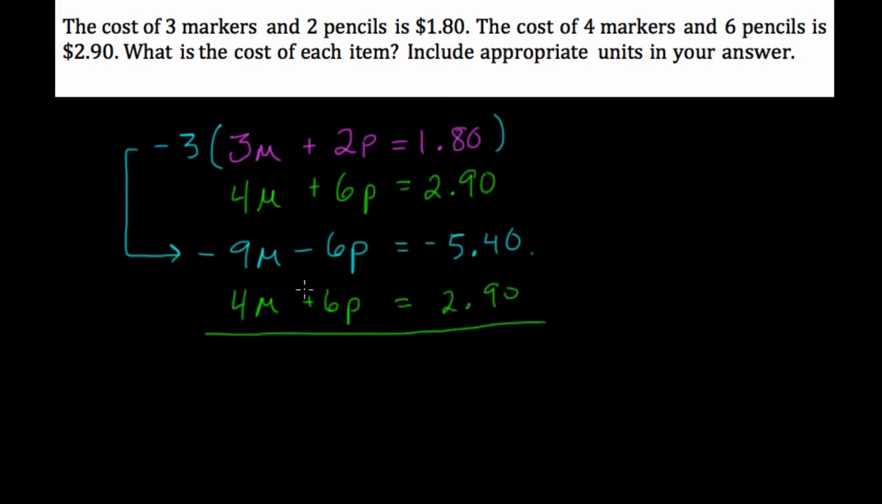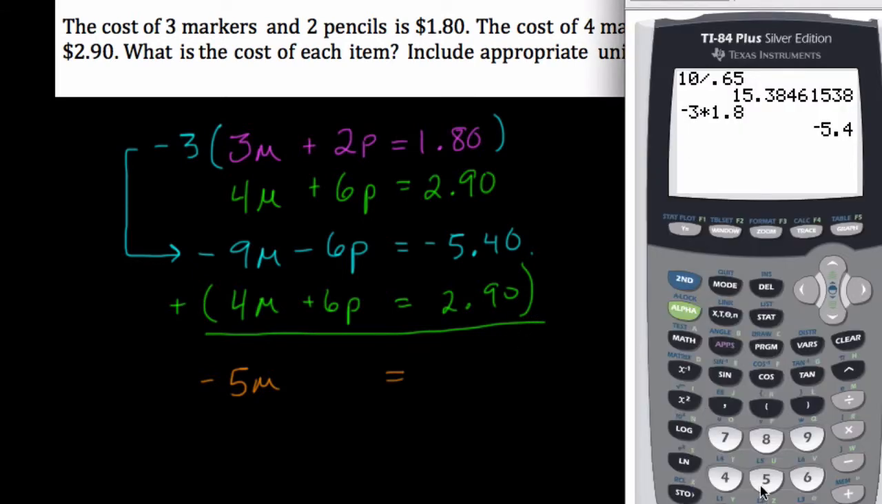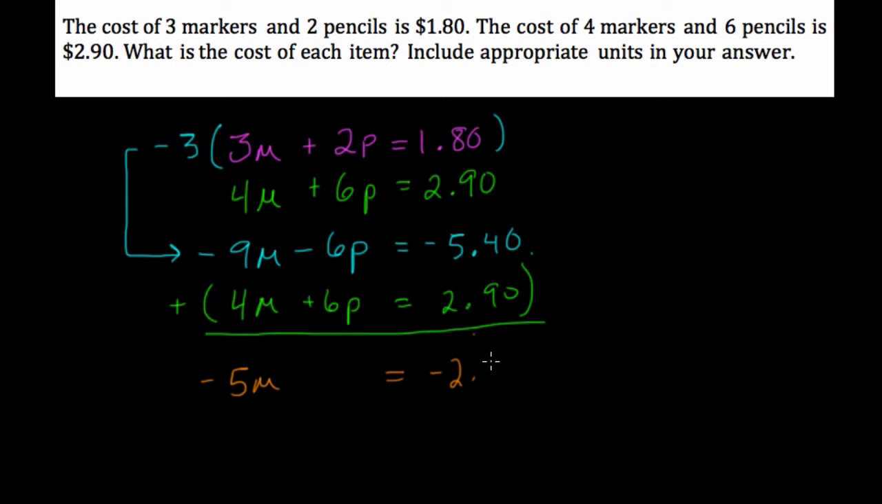But now, look, these two equations, the p terms are opposite. So if I add my second equation to my first, I could solve. What's -9m plus 4m? That's -5m. -6p and +6p, well, that's just 0. -540 and 290, well, what's that? You can just plug this in any way you like. I'm just going to use the calculator. -5.4 plus 2.9 equals -2.5, right?